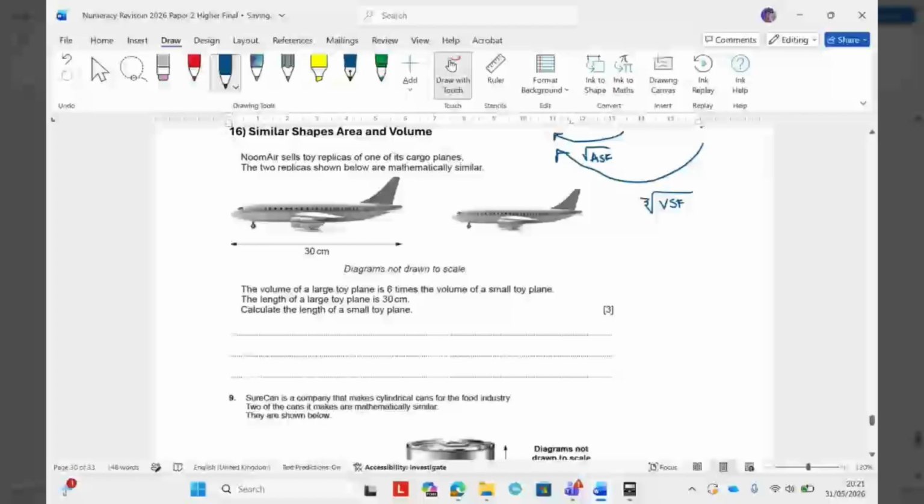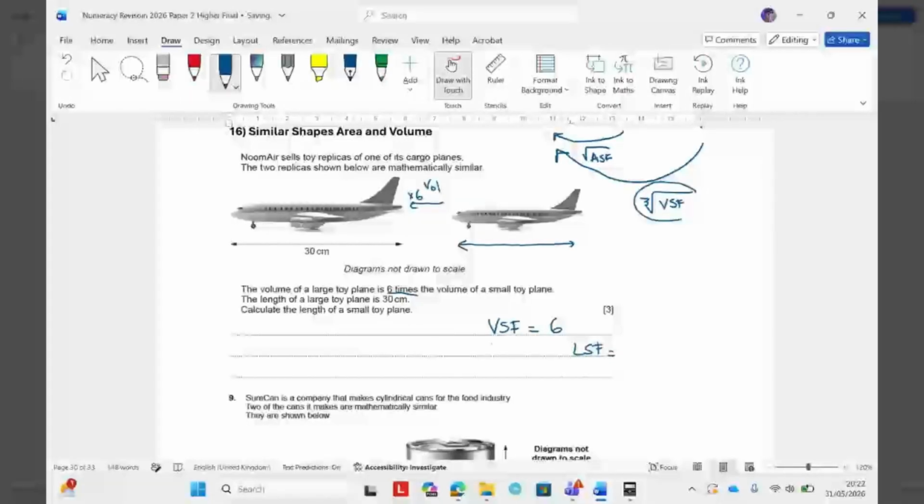Look. The volume of the large toy plane is 6 times, that's the volume. In other words, I don't even have to work it out. What you have given me is the volume scale factor. You have told me that the big plane is 6 times bigger. You've then asked me to work out the length of the smaller plane. So the scale factor I need isn't that one, it's that one. So that's what I need to do to get there.